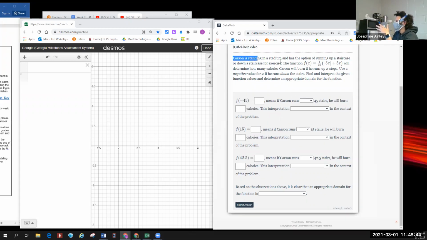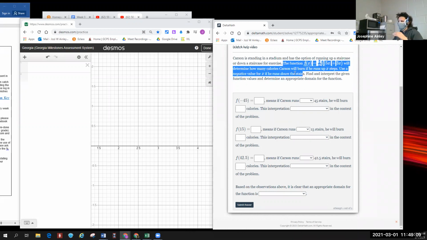All right, so Carson is standing in the stadium. He has the option of running up a staircase or down a staircase for exercise. Biggest thing about this is you need to picture yourself doing it. So here I am on some steps and I can run up or I can run down, okay? The way that function is represented will determine how many calories Carson will burn if he runs up X steps. Use a negative value for X if he runs down the stairs. If I'm going up the stairs, it's positive. If I'm going down the stairs, it's negative, right?